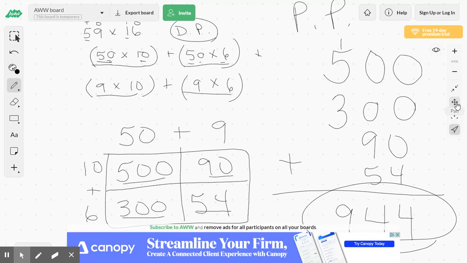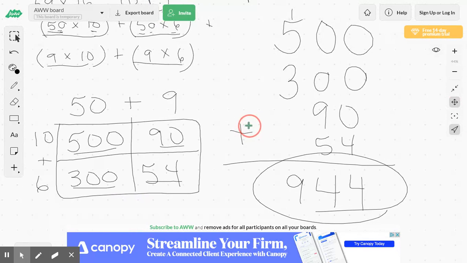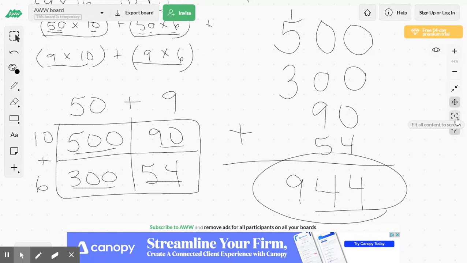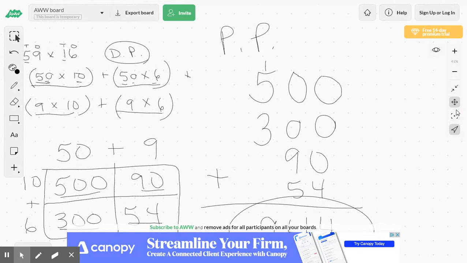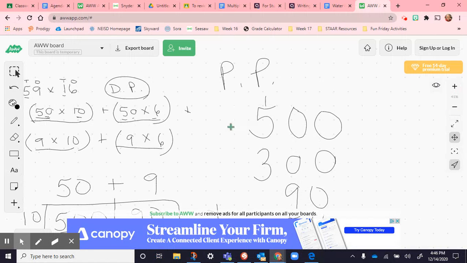So that's just one way. And then if you notice here, here's my 500, 300, 90, 54. So we take those numbers in that box, add them up, and we would still get the same answer, which is our goal there. So that is how we do 2-digit by 2-digit.